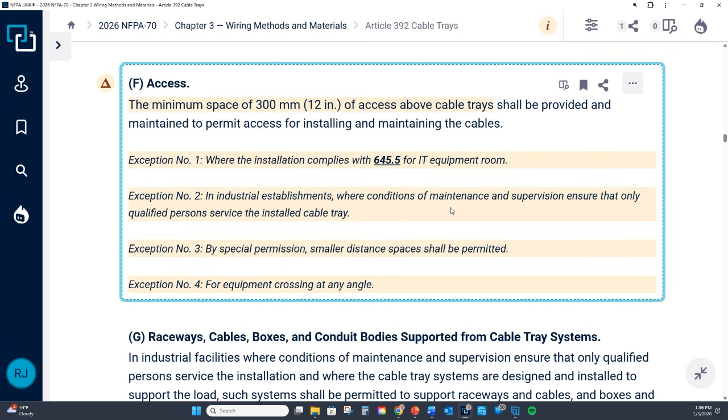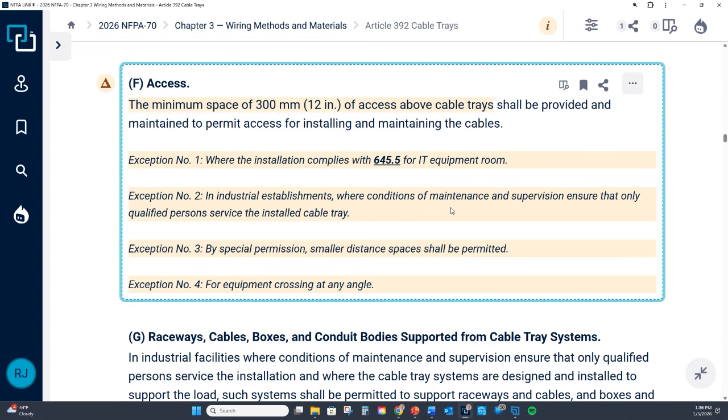Number 2, in industrial establishments where conditions of maintenance and supervision ensure that only qualified persons service the installed cable tray, comma... What? You can't write an exception that's not a complete sentence. So I think that is removing the entire requirement, but it doesn't say that. It just says something. So that's my thought.